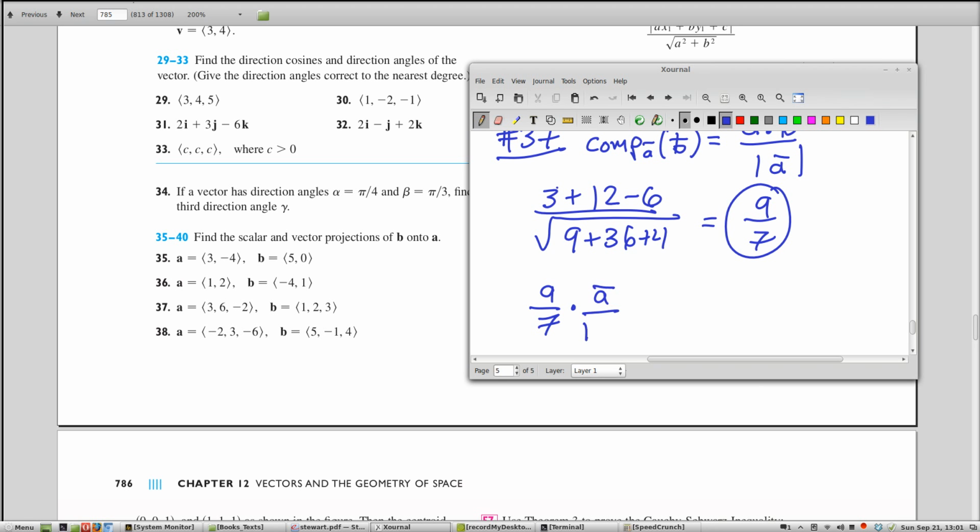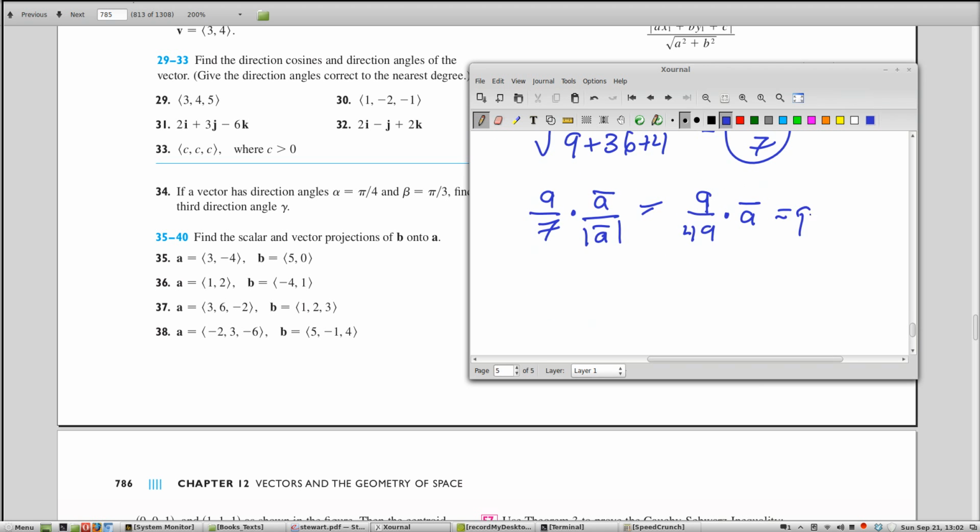And so what is A over the magnitude of A? We already know that the magnitude of A is 7, and so this is 9 over 49 just times A. This is going to be the vector projection. Oh, I did it backwards. Onto A of B. And what is this explicitly? So it's 9 over 49 times the vector 3, 6, negative 2. And you could multiply this in by scalar multiplication if you feel like it.